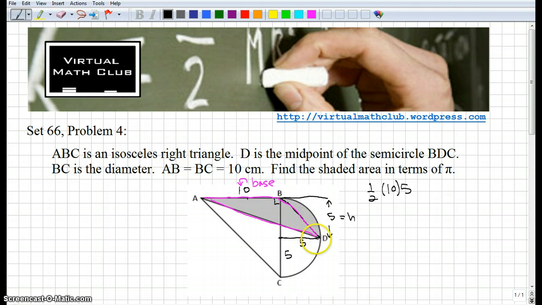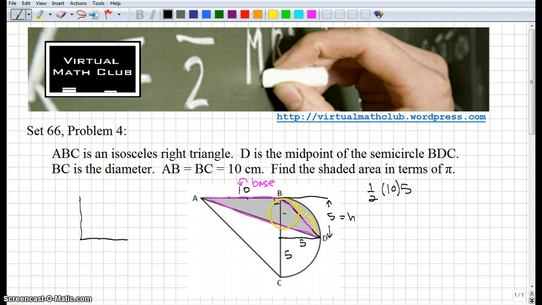Okay, and that gets us partway there. And then we would just have to figure out what this area here is. Okay, that little sector in there. And we can actually figure that out too. Let me draw it separately from the figure. It's a little easier to see.